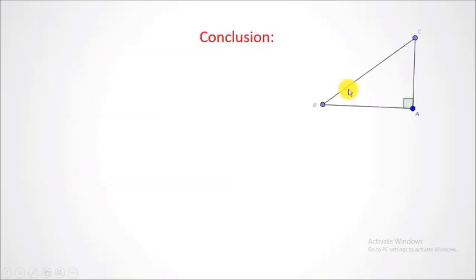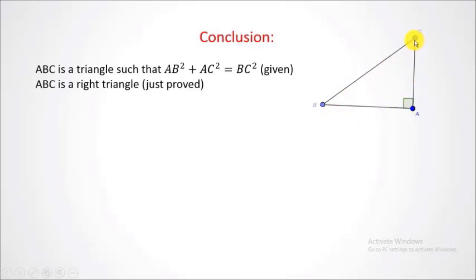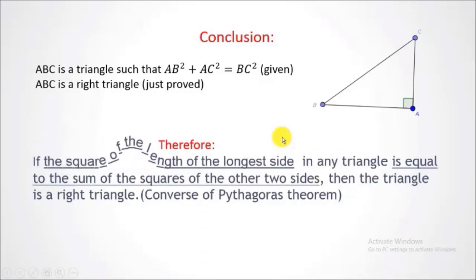We conclude that if ABC is a triangle such that AB squared plus AC squared equals BC squared, then ABC is a right triangle. So the rule is, if the square of the length of the longest side in any triangle is equal to the sum of the squares of the other two sides, then the triangle is said to be a right triangle. This is the converse of Pythagoras theorem. Pythagoras theorem says that if we have a right triangle, then this rule is verified.